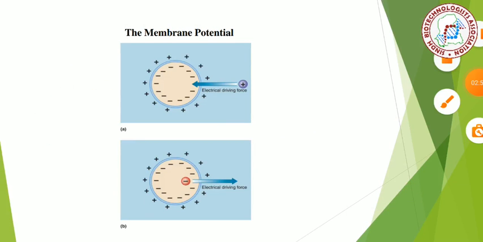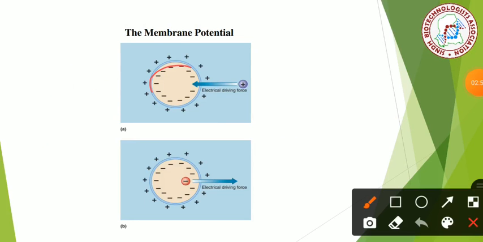Here we can see two pictures. This one refers to a cell, and on the inner side of the cell we can see a lot of negatively charged ions, and on the outer side, usually the positive ions. So the inner portion has negatively charged ions and the outer portion has positively charged ions. This difference is called the membrane potential. The positive and negative charges are actually distributed unequally between the inside and outside of a cell, and the separation of charge is said to exist across the membrane.